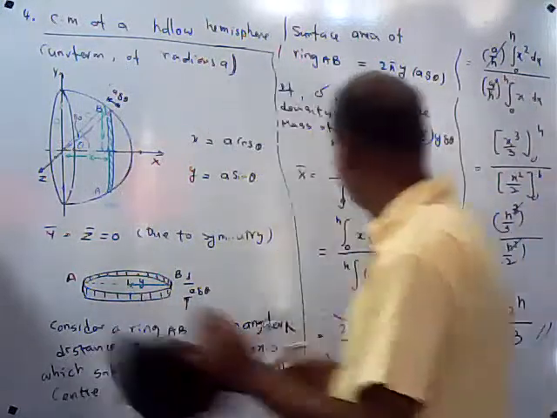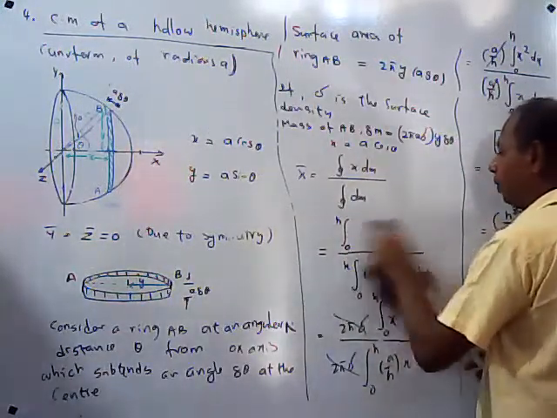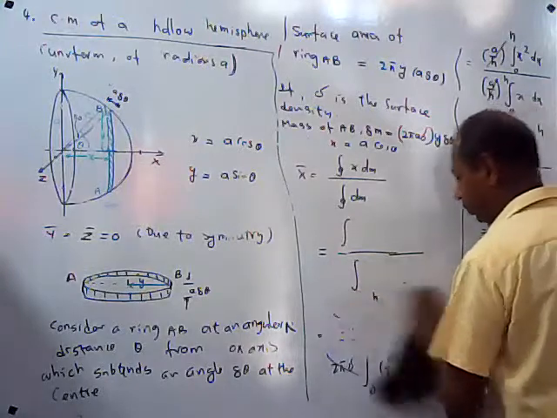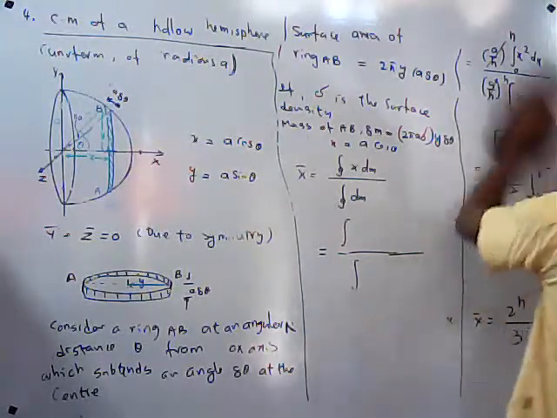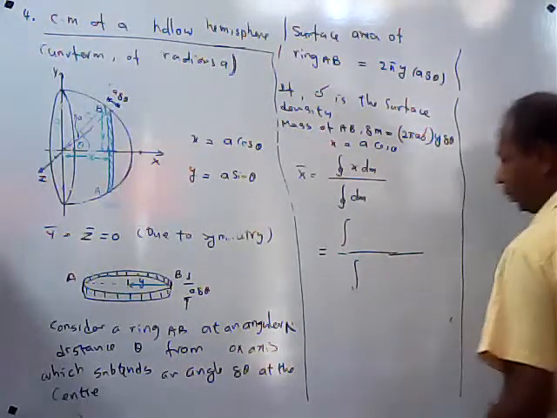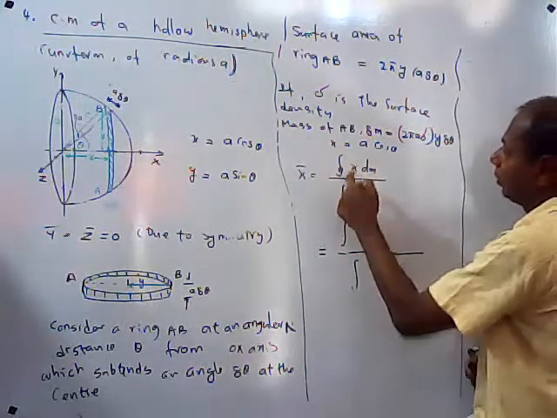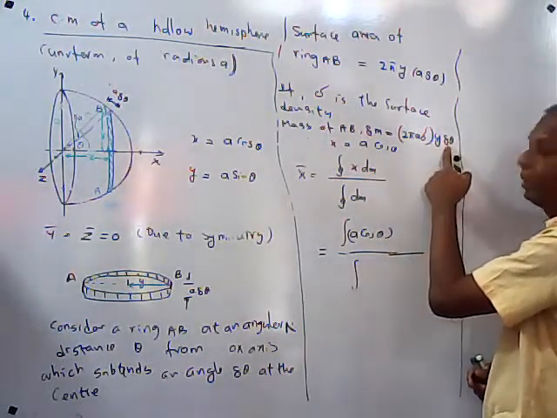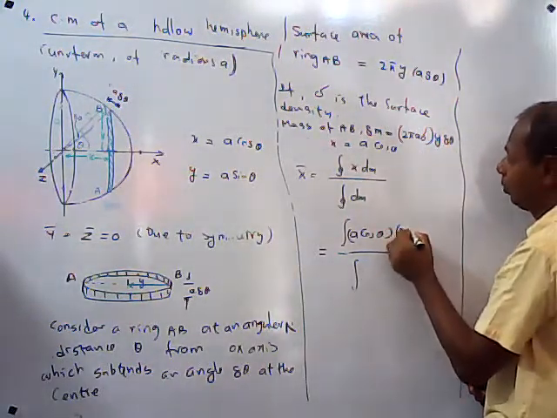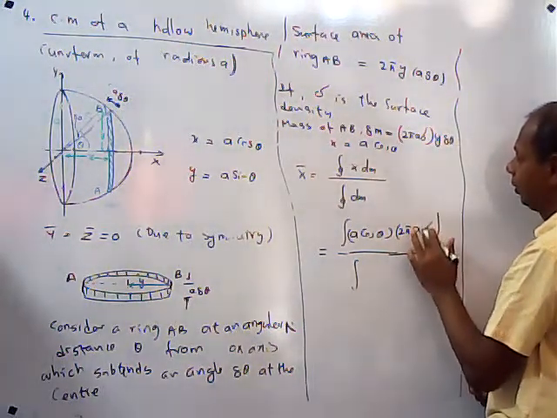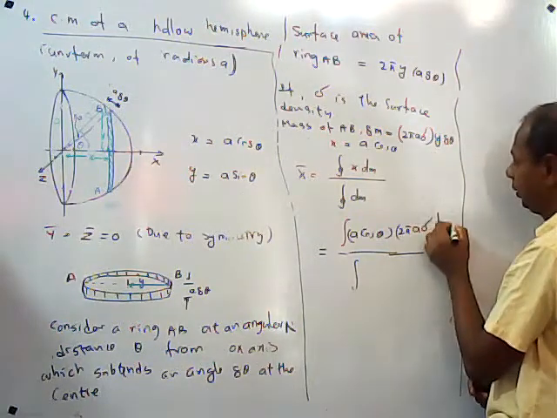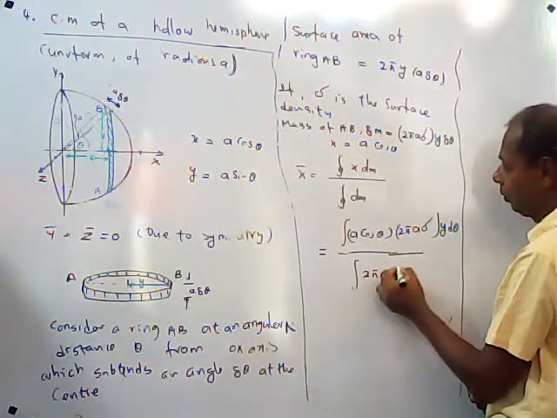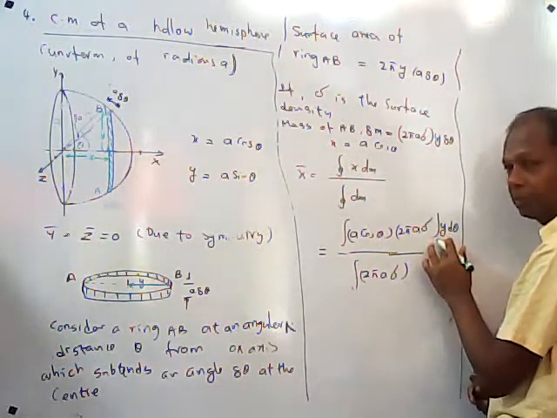We will substitute. x is a cos theta. For dm you replace this delta theta by d theta, right? That will give 2 pi a sigma y d theta.